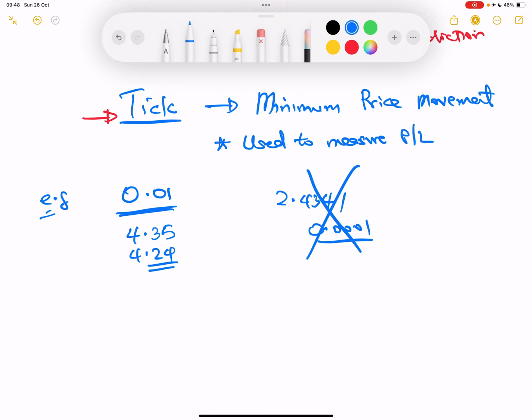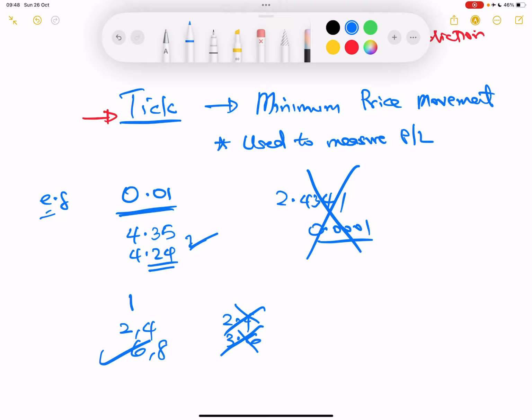If a tick for a product is 1, then you can't have a price of 2.4, 3.6. No. It means that prices can only be 2, 4, 6, 8. That is what tick is all about. It's about the minimum movement in price.